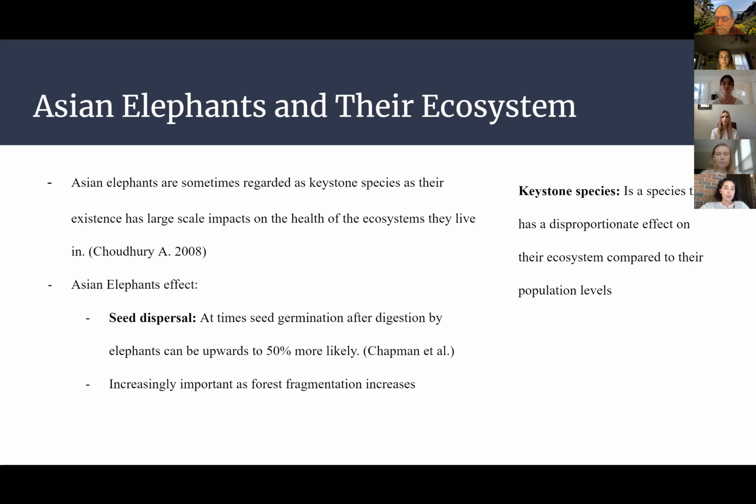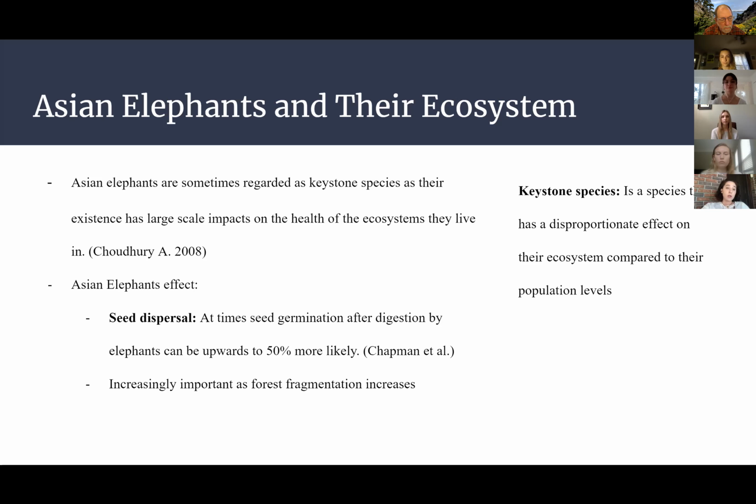But what's interesting about it is it actually helps seed dispersal. And that's one of the reasons why they're so important to their habitats, is because they take these seeds and they move them around and they increase seed dispersal. They also increase the likelihood that these seeds will germinate. So if a seed passes through an elephant's digestive tract, it's more likely to germinate.